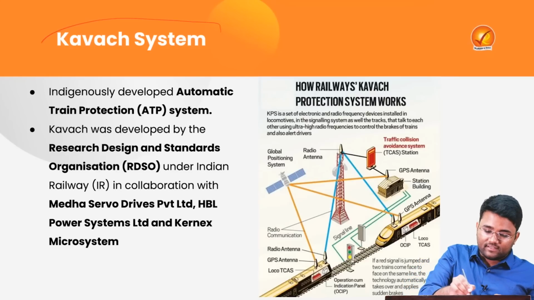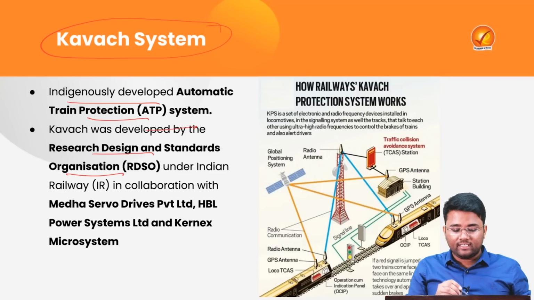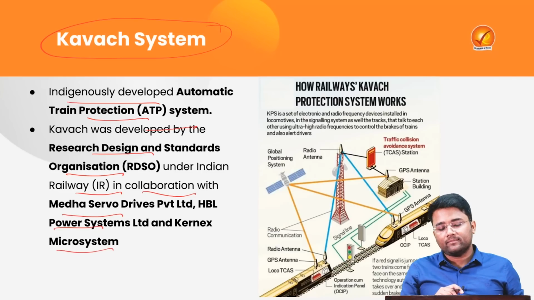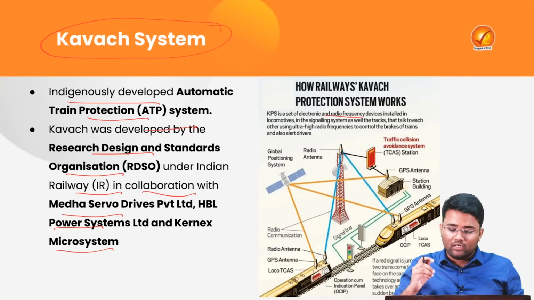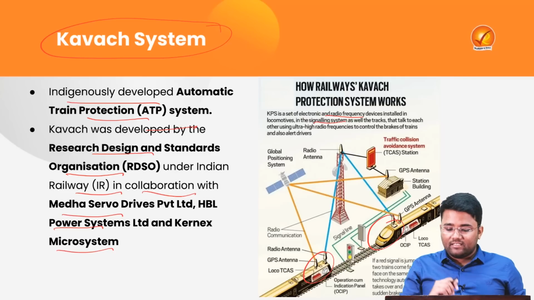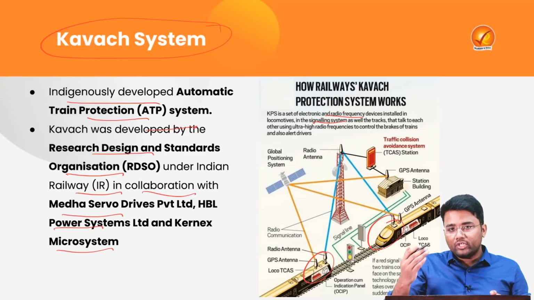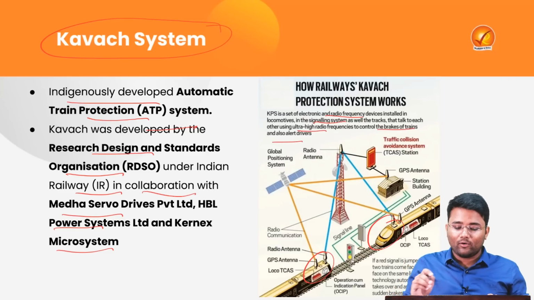Next is the Kavach system. This Kavach system is an indigenously developed automatic train protection system, and this was developed by Research Design and Standards Organisation under the Indian Railways in collaboration with Medha Servo Drivers Private Limited, HBL Power Limited and Kernex Microsystems. So actually these are electronic as well as radio frequency devices that are installed in the locomotives here, and they are also installed in the signaling system as well. These devices communicate with each other using ultra high radio frequency to control the brakes of the train and also alert drivers.